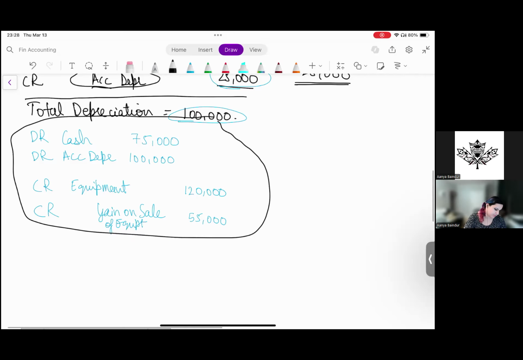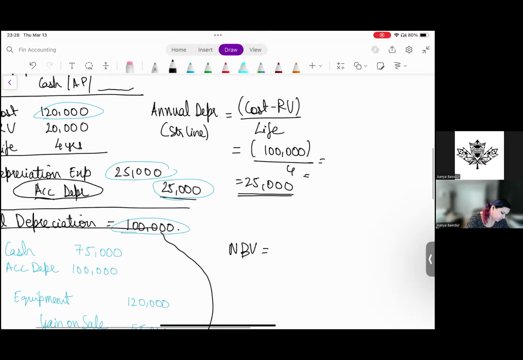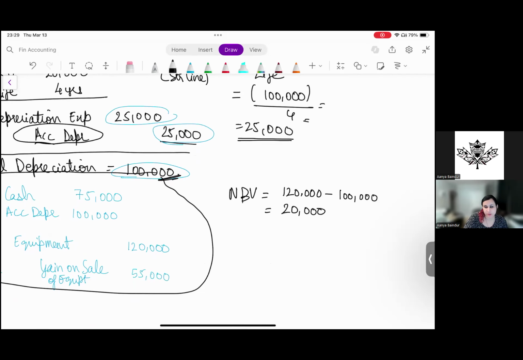There's another way you can do this, which is you calculate the net book value at time of sale. The net book value basically is the original cost minus how much depreciation you recorded so far. The original cost was 120,000. From that, we subtract how much depreciation we've accumulated, which is 100,000. That gives us a net book value of 20,000. So basically, on our books, the equipment's worth 20,000, but we received $75,000 as cash for it, right?